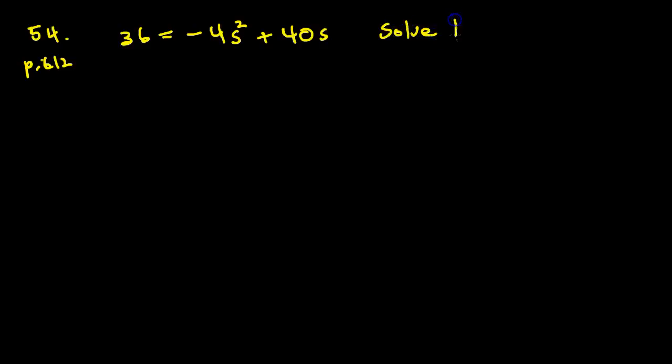All right, we're going to look at number 54 on page 612, again in this homework set. We've got this equation: 36 is minus 4s squared plus 40s. All right, now clearly this is a degree 2 equation in s, but it's not in standard form. So that's the first thing I'm going to do, is put it in standard form. Well, the instructions, let me write that down first. It's to solve by the quadratic formula.